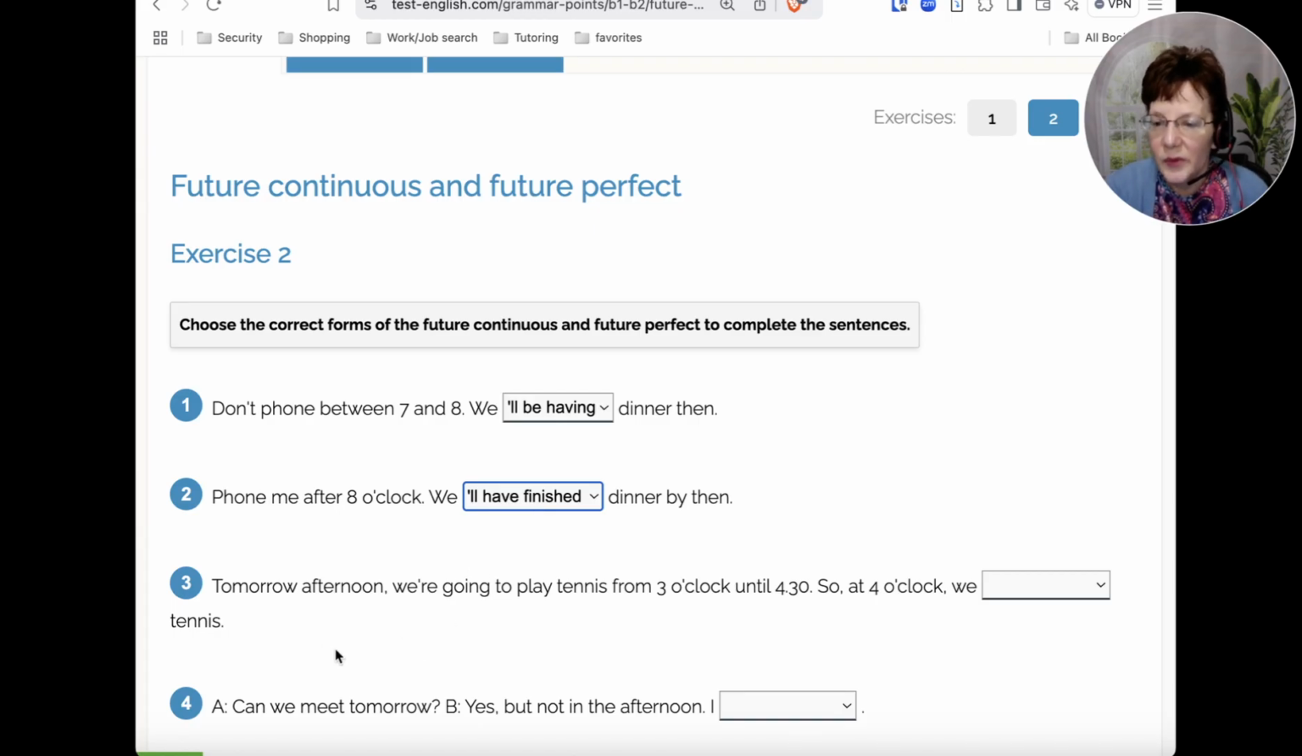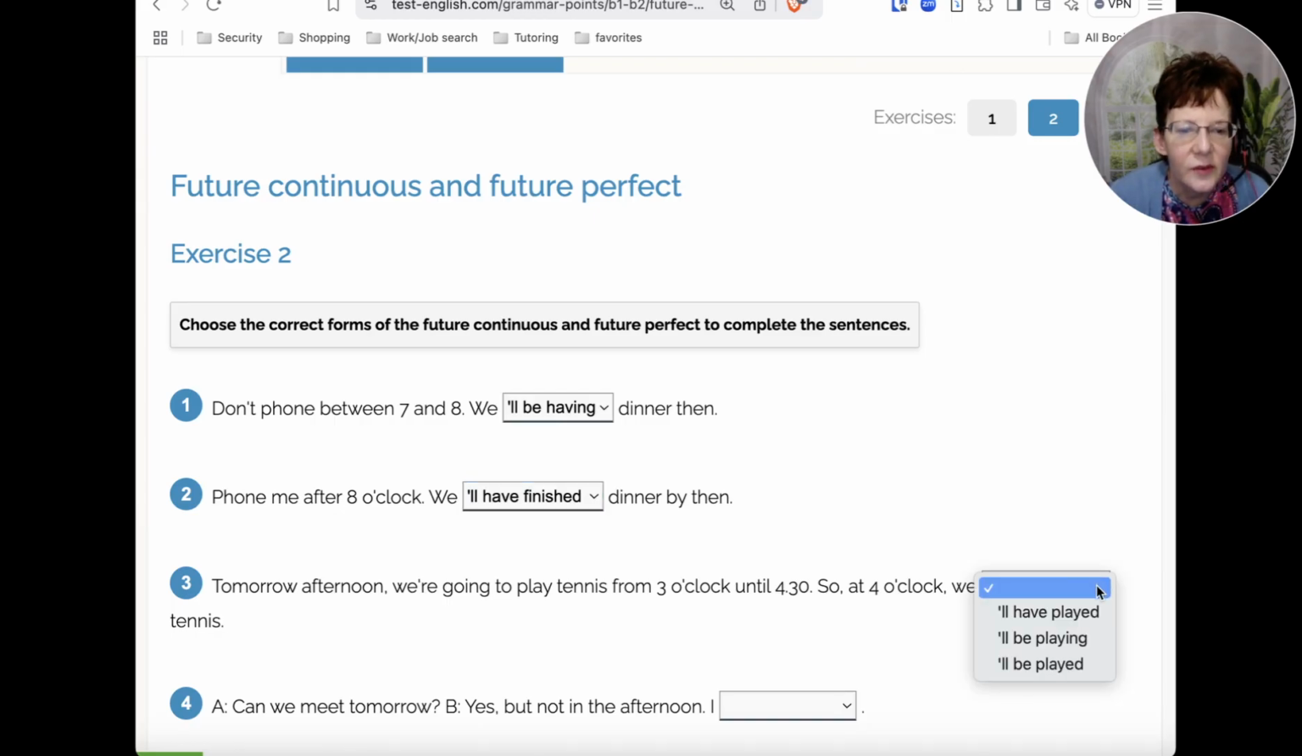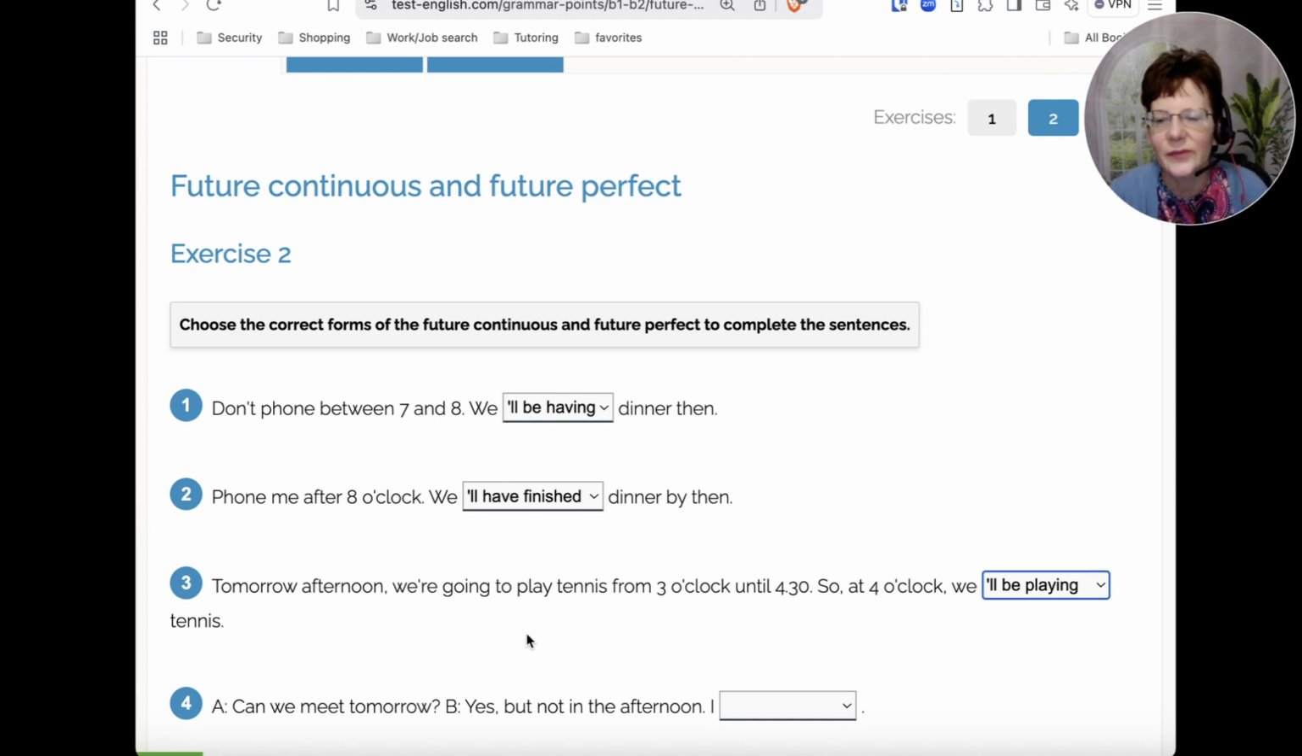All right, number three, tomorrow afternoon, we're going to play tennis from 3 o'clock until 4:30, right? This is planned. So at 4 o'clock, we what tennis? We'll have played, we'll be playing, will be played. Okay, so notice that it's during this time. So if you chose the second option, will be playing, that would be correct for this one.